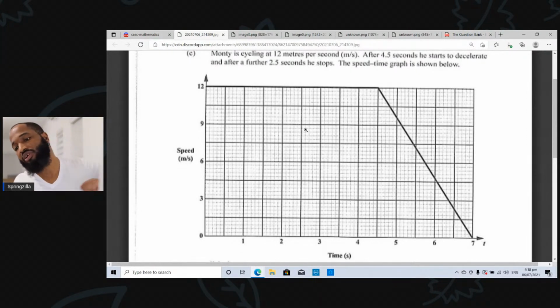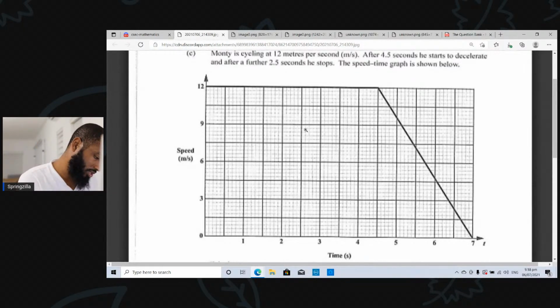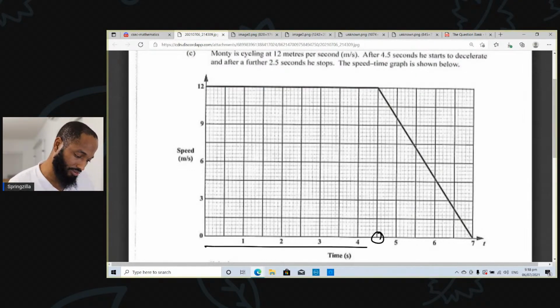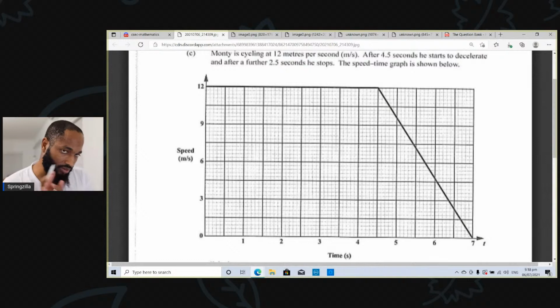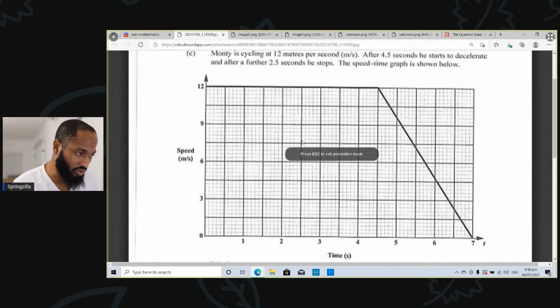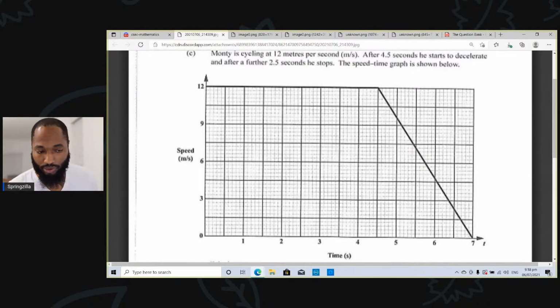Monty is cycling at 12 meters per second, and after 4.5 seconds, he decelerates, and after a further 2.5 seconds, he stops. The speed time graph is shown below. Yes, CXC, you drew your speed time graph properly. So people calling for paper one, we can do some paper ones after.